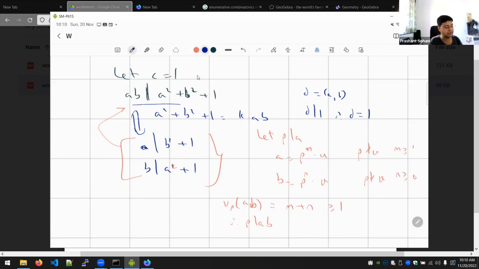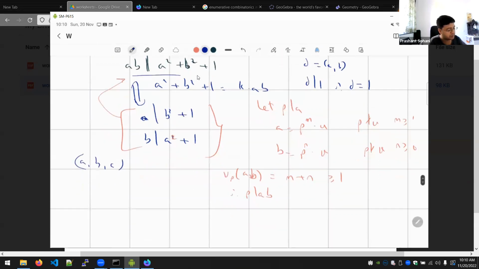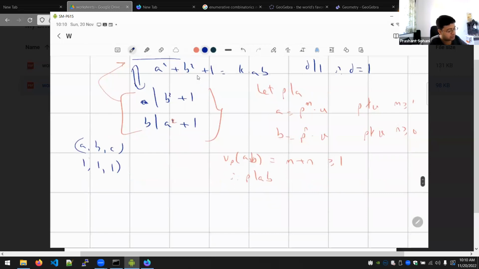So are you able to find at least one solution for this system of equations? Yes, sir. 1, 1. 1, comma 1. Okay, so 1, 2 also. Okay, so if you start writing the ABC pairs, 1, comma 1, comma 1 is a valid solution. And 1, comma 1, comma 2 is also a valid solution.